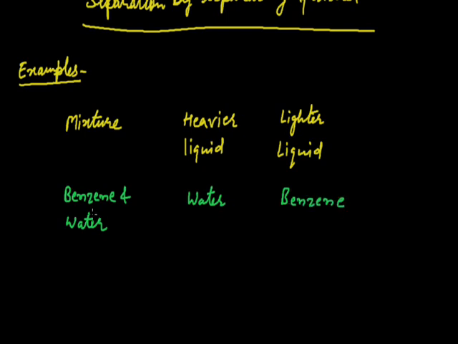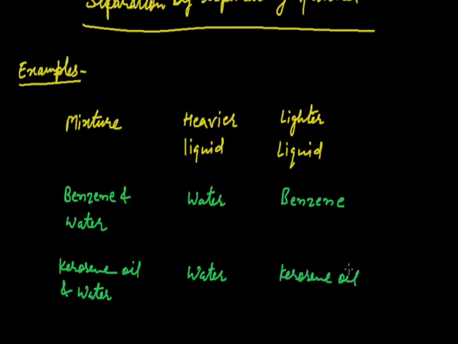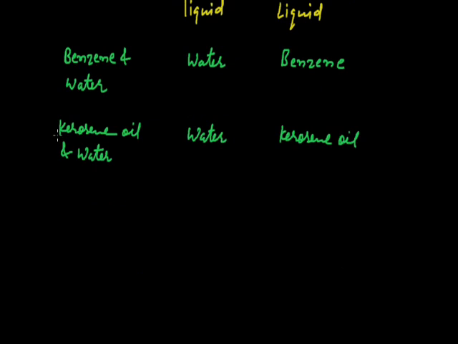Next example is kerosene oil and water. The heavier liquid is water. It forms the lower layer, and the lighter liquid is kerosene oil. It forms the upper layer. The next mixture is turpentine oil and water. The heavier liquid is again water, which makes the lower layer, and the lighter liquid is turpentine oil, which makes the upper layer.